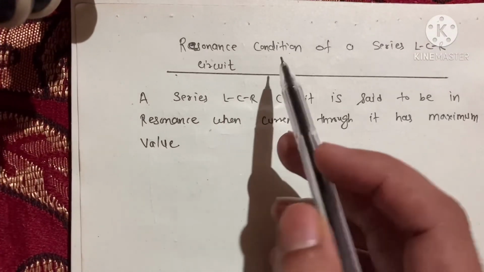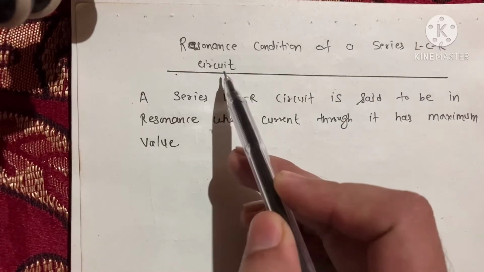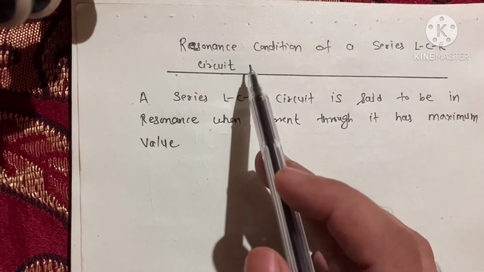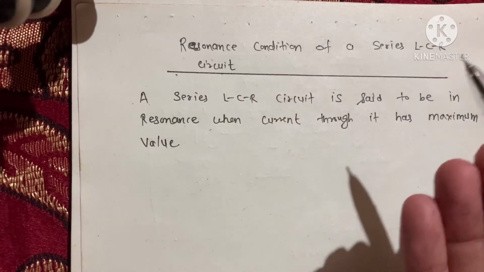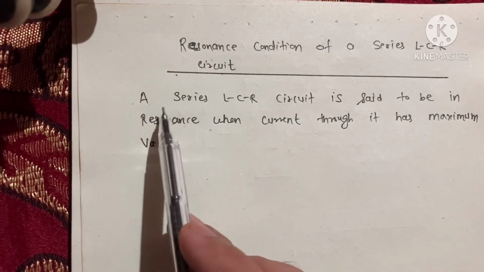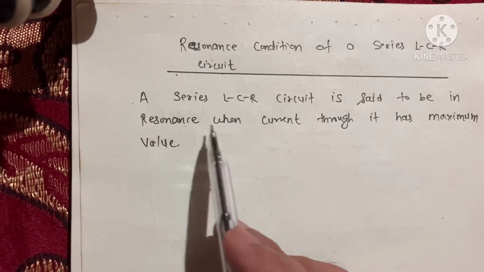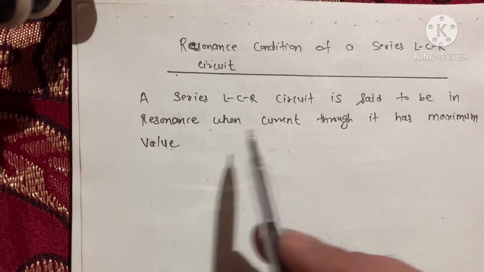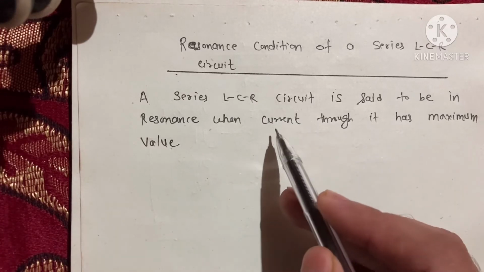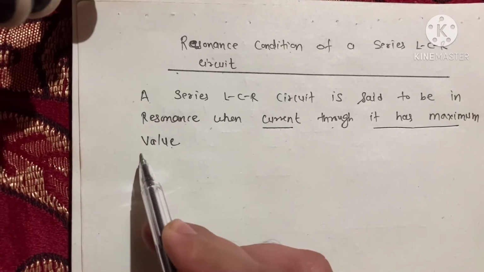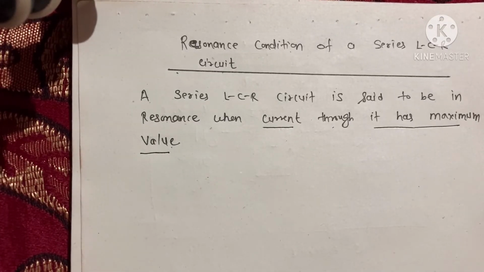Now, the resonance condition of a series LCR circuit. Before finding the resonance condition, we must know what resonance is. Students, the definition is that a series LCR circuit is said to be in resonance when the current through it has its maximum value. When the current is maximum in a series LCR circuit, that condition is called the resonance condition.